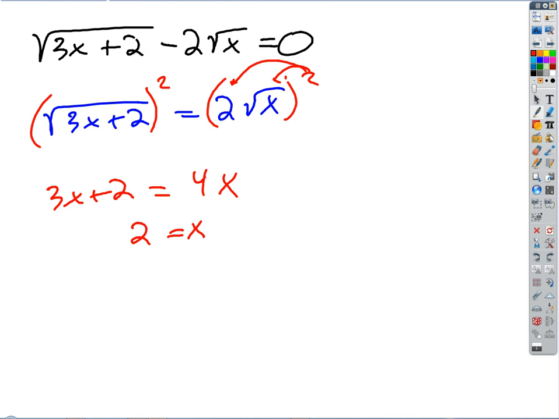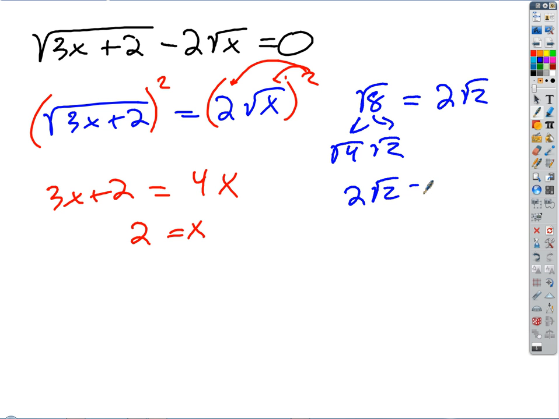Okay, what do I have to do? Gotta check it. So we'll go back to the blue equation before we squared both sides, ignoring the red. If I plug the 2 in there, does it work? We get the square root of 6 plus 2, which is 8, equals 2 times the square root of 2. Is that true? Square root of 8 is the square root of 4 times the square root of 2. So I get 2 radical 2 equals 2 radical 2, check, it works. So we just use ugly radical numbers.